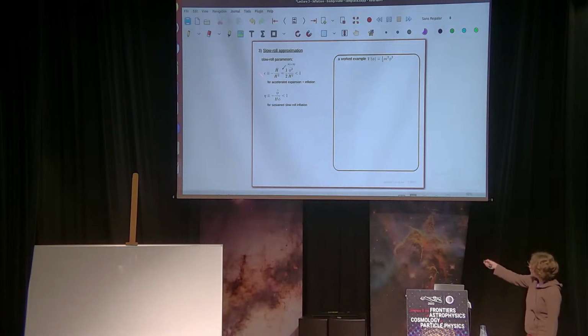And the smaller epsilon is, the smaller the kinetic energy compared to the potential energy, and that means the closer we are to an equation of state of exactly -1.